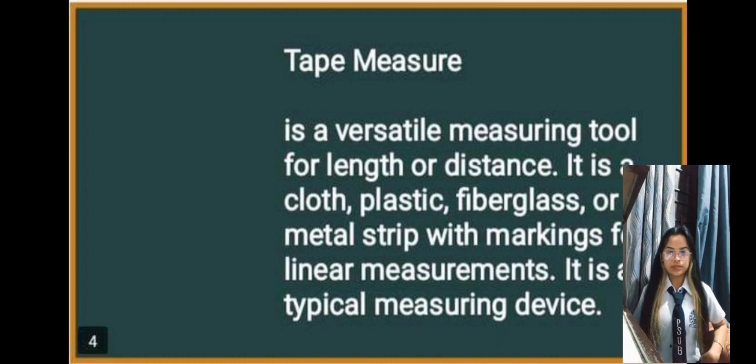Tape measure is a versatile measuring tool for length or distance. It is a cloth, plastic, fiberglass, or metal strip marked for linear measurements. It is a typical measuring device. It is a flexible tool for measuring length. Materials including fiberglass, cotton, plastic, and metal ribbon or strip are used to make it. It is therefore a type of flexible ruler, also referred to as a tape measure. It is measured in inches or centimeters.